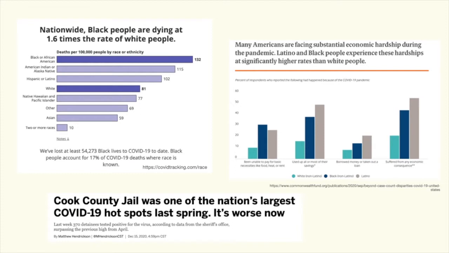Prisons and jails, whose populations we know to reflect the structural racism encoded in our criminal justice system, have routinely shown up as COVID hotspots. For example, in Chicago, the Cook County Jail, which is one of the largest jails in the country, was a major hotspot in the spring and is even worse now.